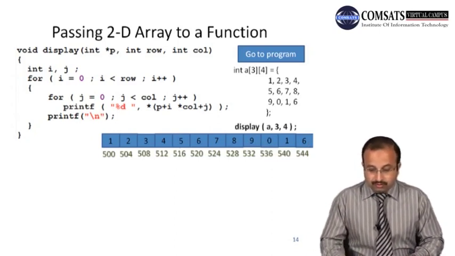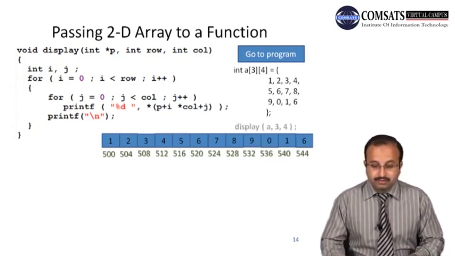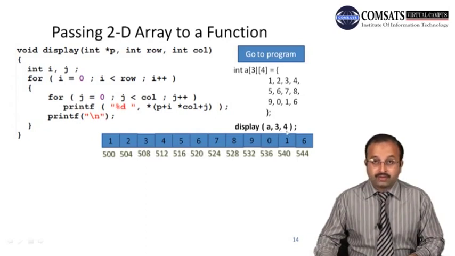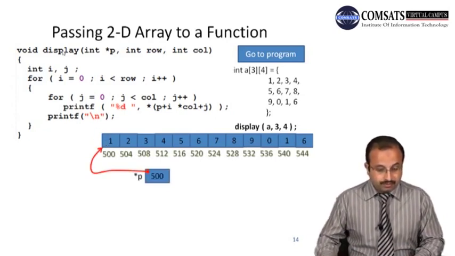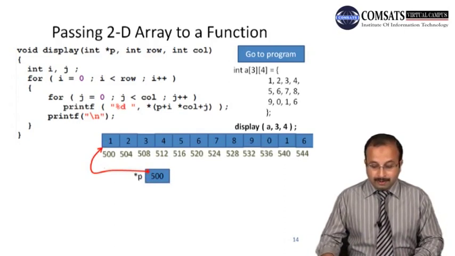This is how we call the display function from the main. ठीक है? इस तरह से हमने इस function को call किया. We pass the base address of that array. So the address 500 will be passed over here. Then we tell the number of rows and number of columns. So P points to this position now. P is a pointer in the display function, and the P pointer contains the base address of this array, that is 500. Now this pointer points to this memory location, right?